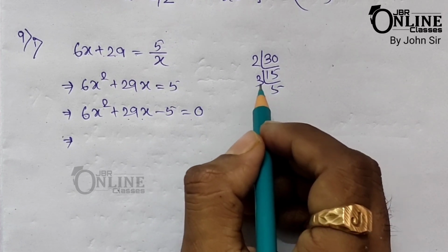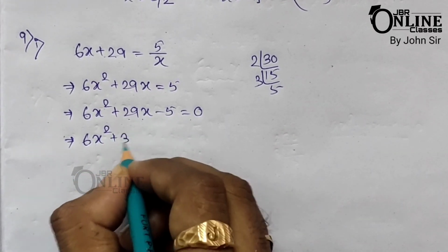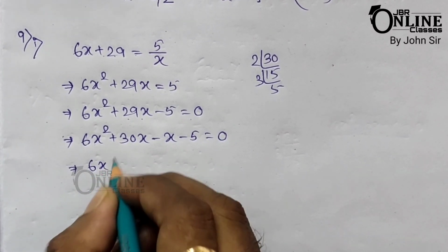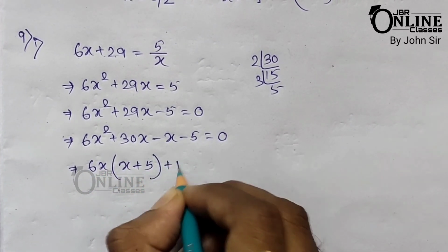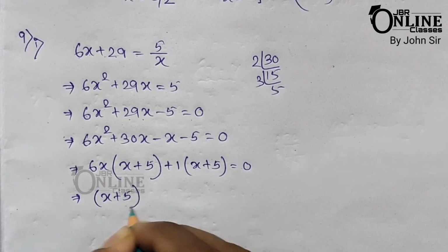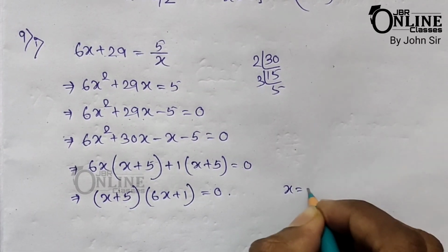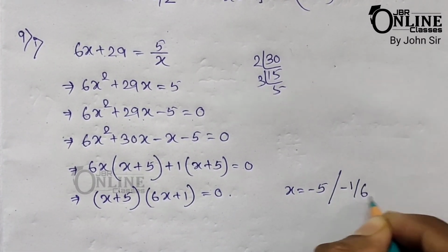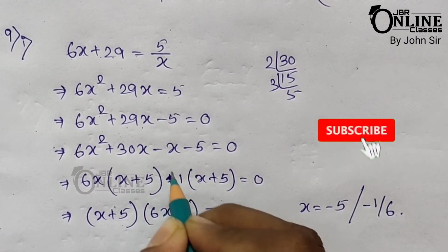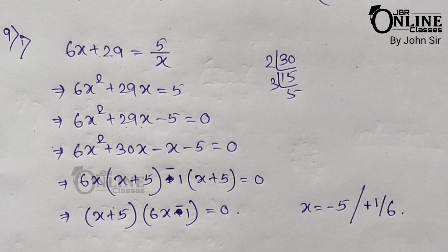So 5 × 3 = 15, 15 × 2 = 30. So 30 − 1. So write down here 6x² + 30x − x − 5 = 0. So if 6x is common, (x + 5). If minus 1 is common, (x + 5). So here (x + 5)(6x + 1) = 0. So the answer is x = −5 or −1/6. Very sorry, here it's minus, not plus 1, it's minus 1. So that becomes 6x − 1, and here the answer is +1/6.